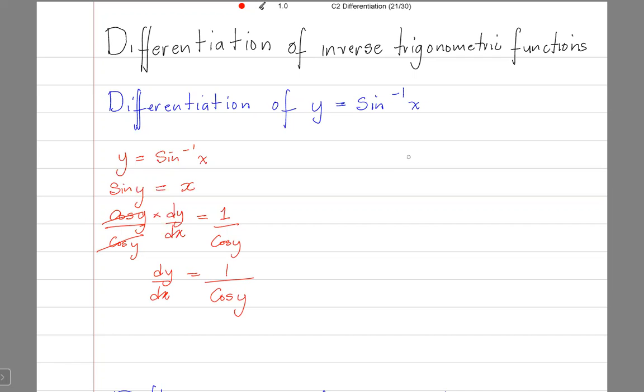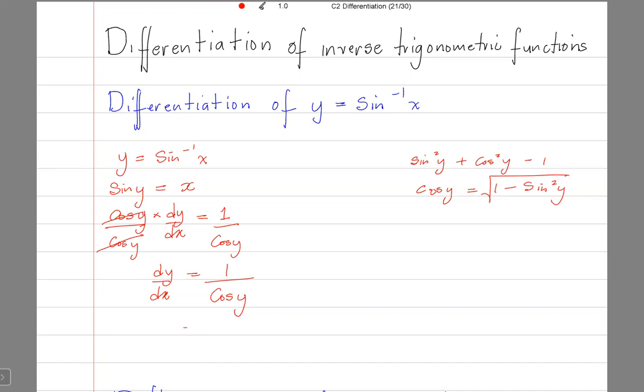Anybody remembers this? That sine square y plus cos squared y is equal to 1. So cos y would be equal to the square root of 1 minus sine squared y. Tell me if you agree. Do you agree? Yes, sir. Because the sine square y goes over and becomes negative, the opposite of square is square root. So cos y is equal to the square root of 1 minus sine square y.